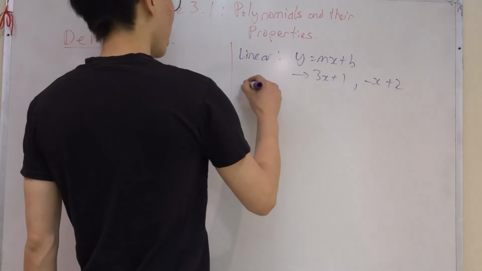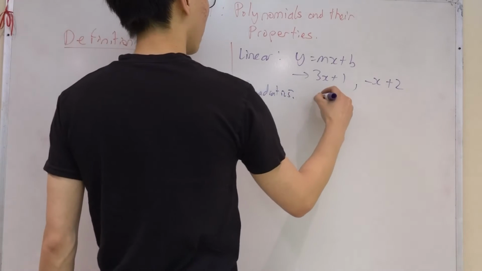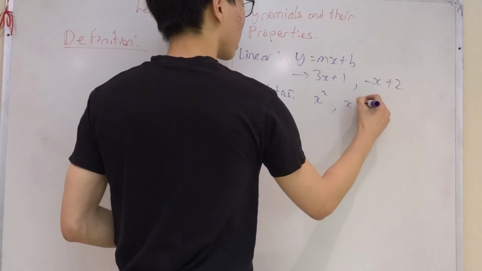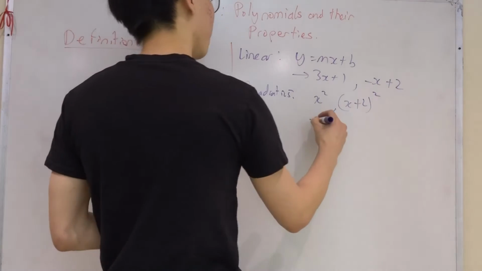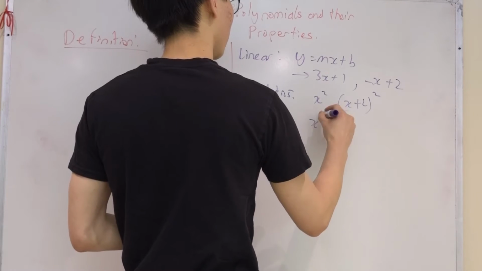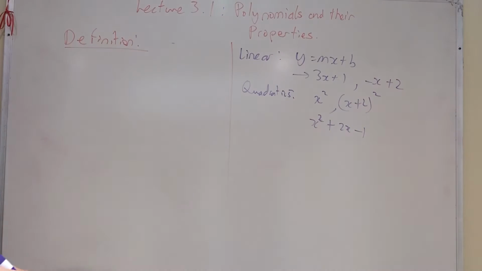We also have quadratics. Okay? So things like x squared, but also, you can add terms to that. So x plus 2 squared, and it doesn't really matter how you write them. x to the 3 plus x squared plus 2x minus 1. All these things are also polynomials, right?